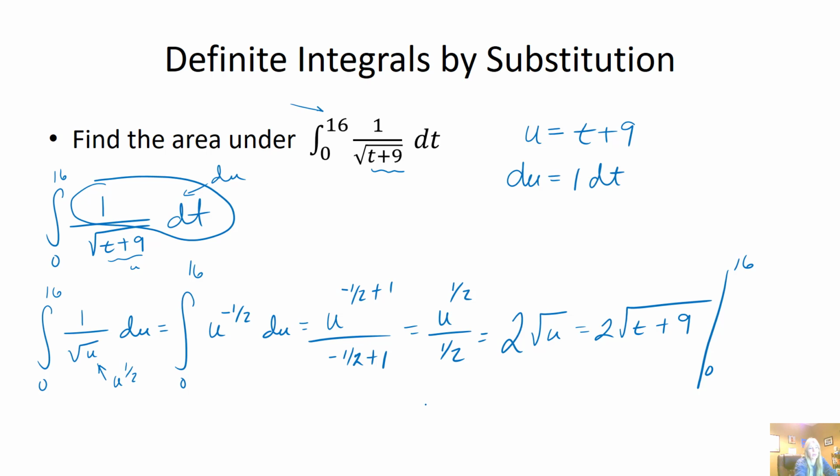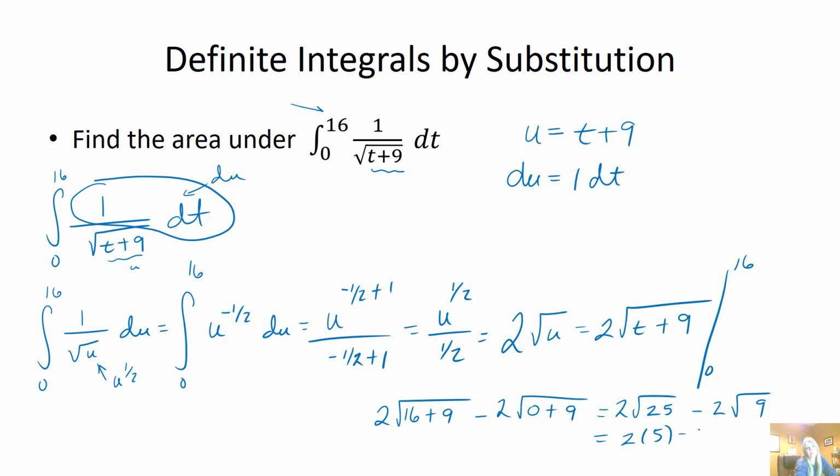All right, so I do my f of b, which is the 16, minus my f of a, which is the 0. So this becomes 2 square roots of 25 minus 2 square roots of 9, which would be 2 times 5 minus 2 times 3, which would be 16 for your final answer.